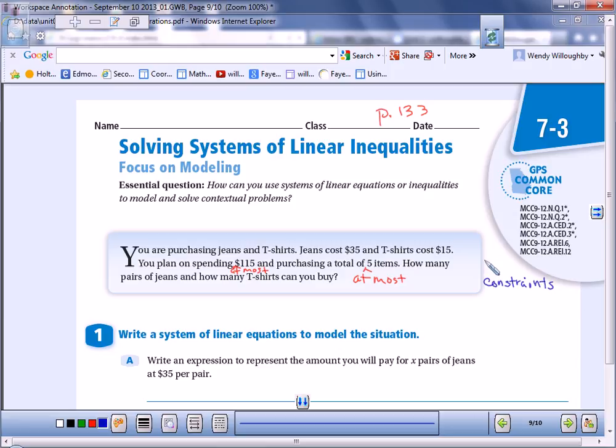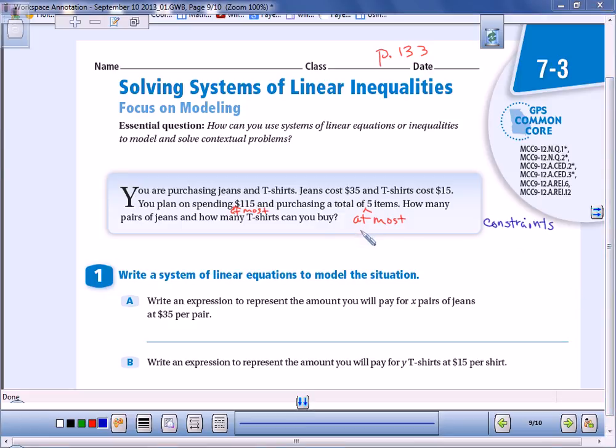Okay. All right. So they're just going clothes shopping. So we're going to let... What variables would you like to use? It doesn't matter. X and Y. All right, my favorites. I like M. Can we do M? Well, if I were to not use X and Y, I'd probably use J and T. Because my question always tells me what my variables are. How many pairs of jeans and how many t-shirts can you buy? So X is going to represent the number of pairs of jeans.